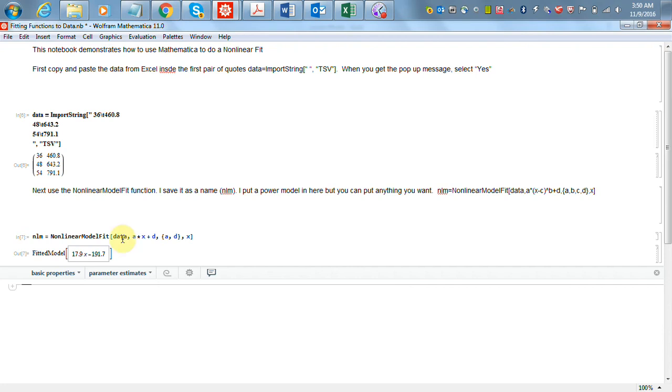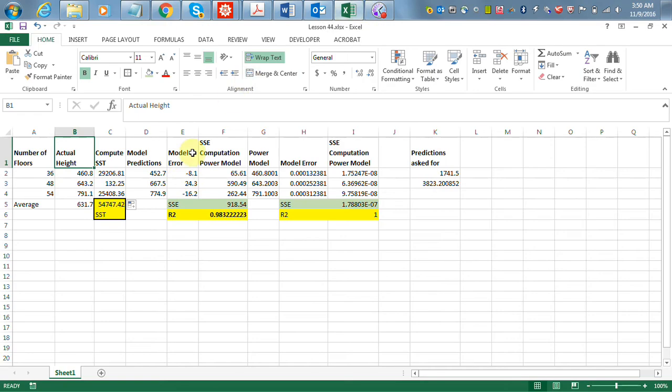But let's just go back. I'm going to copy this answer that I got here, go back to Excel, and then in model predictions I'm going to paste that in. So that's my cell D2. I'm going to put an equal sign in front of it and replace the x with the x value, which is held in cell A2. Enter. And that gives me my model predictions.